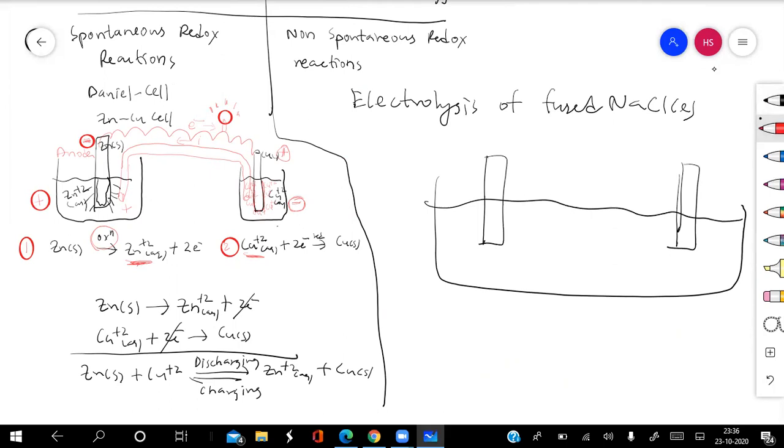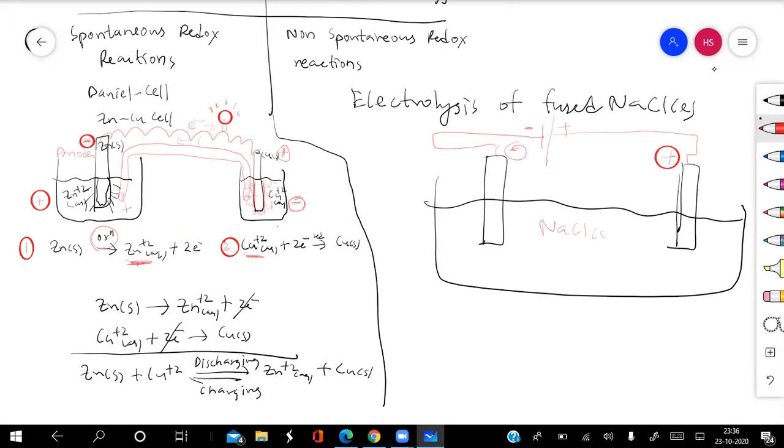The only thing is that you have to connect these electrodes to the external terminals. For example, the left-hand side electrode is connected to the negative end of the terminal, and this one is connected to the positive. The one connected to the negative will become the negative electrode, and this one will become the positive electrode. Understood? Now the electrolyte present over here is NaCl.